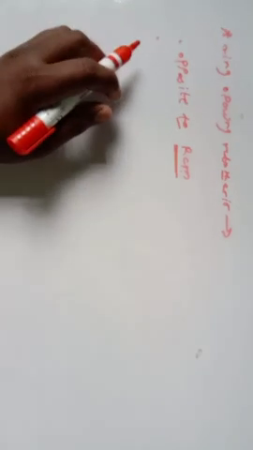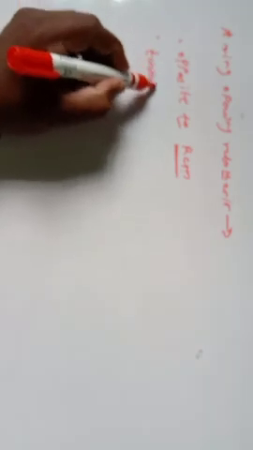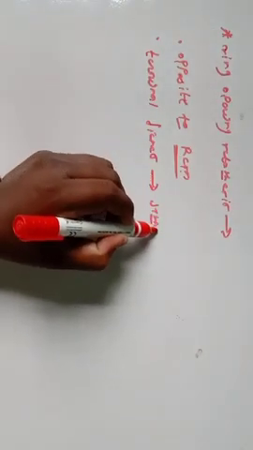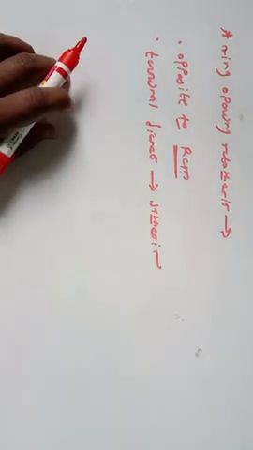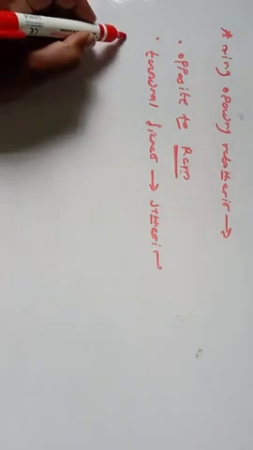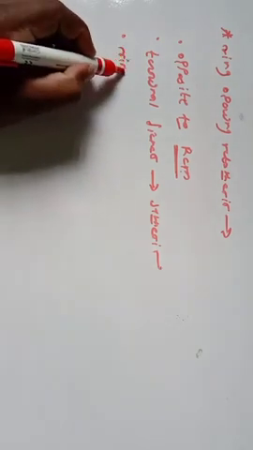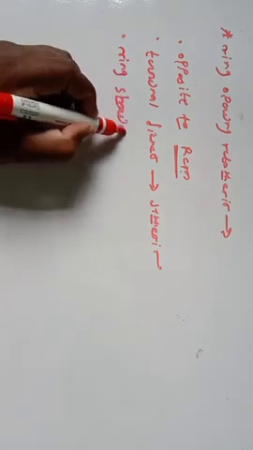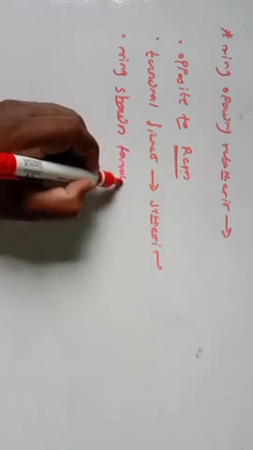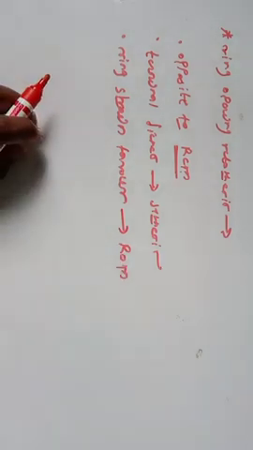Second point, the ring opening metathesis is suitable for synthesizing terminal dienes. Again, the important factor for this ring opening metathesis reaction is the ring strain. Ring strain favors ROM, that is ring opening metathesis reaction.